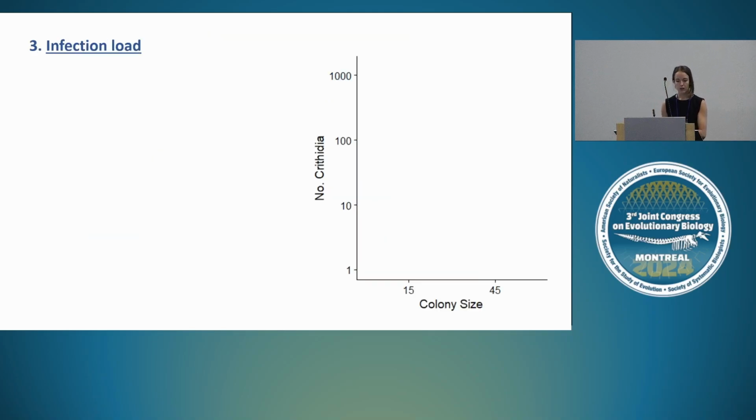So finally, infection load. This is how many Cryptosporidium cells we counted in each bee's gut. And so this got interesting. So we might have predicted that given the big colonies having the increased cost of disease, that might be because they have really high infection levels. But this is the opposite of what we found.